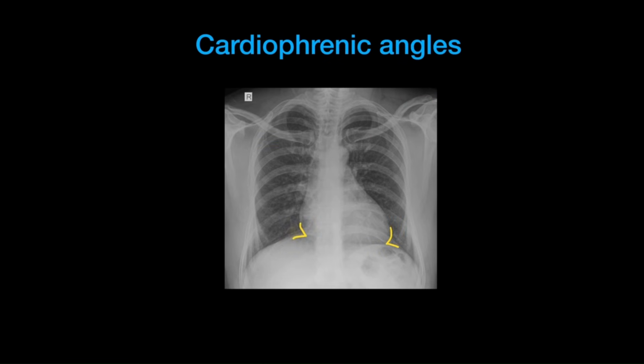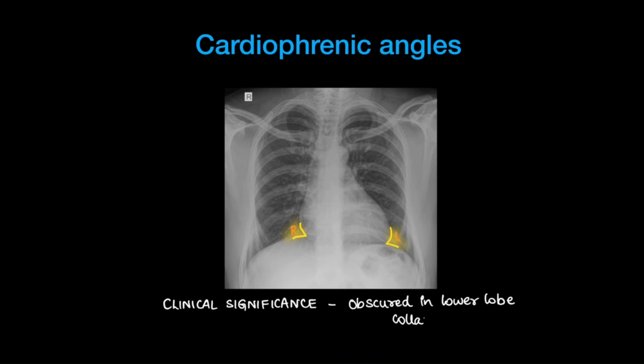The angles that cardia makes with the diaphragm are called cardiophrenic angles. There are two, right and left. The clinical significance is that if these angles are obscured, that means lower lobe lung pathology can be suspected, like collapse or consolidation, etc.